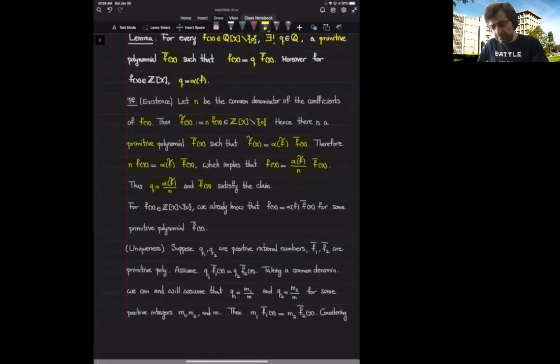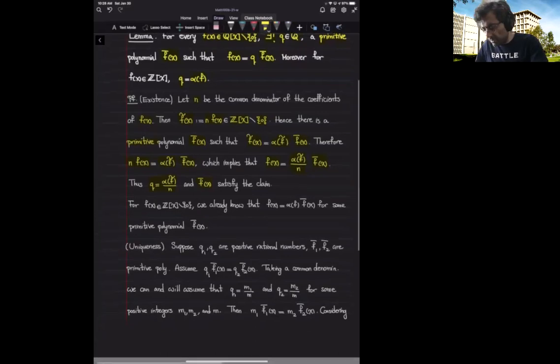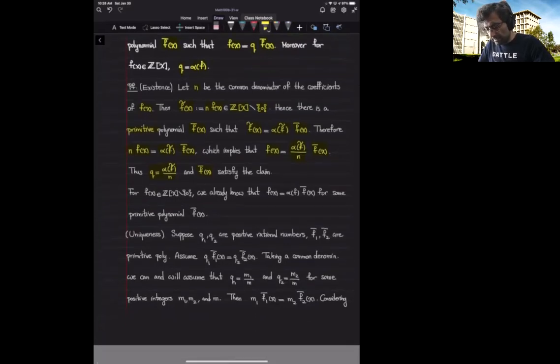Now let me reiterate that if f is a non-zero integer polynomial, then we could have chosen q to be just alpha of f. In that case, n is just 1, f tilde is just f, so we could have chosen q to be just alpha of f. Okay, so this was the existence part. We showed the existence of such a pair.